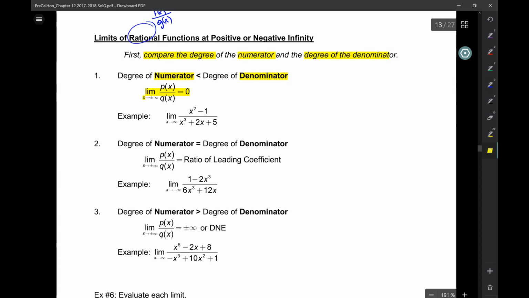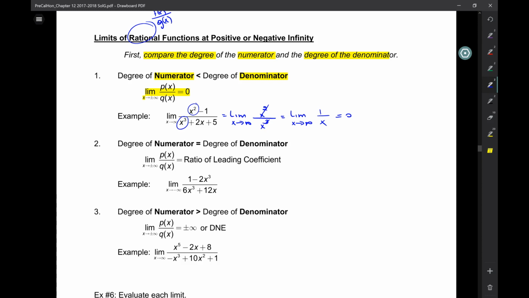Why? Let's take a look at this function. The degree of the numerator, you just take the highest term as x squared. The denominator, you take the highest term as x cubed. So this is going to be the limit as x approaches infinity, x squared over x cubed. This is going to be the limit as x approaches infinity of 1 over x. And if x gets infinitely large, 1 over x will equal 0.